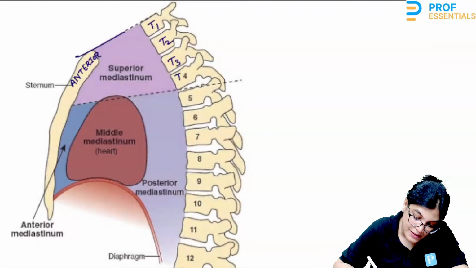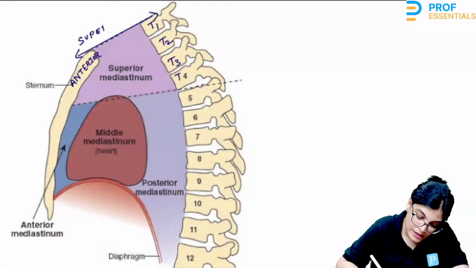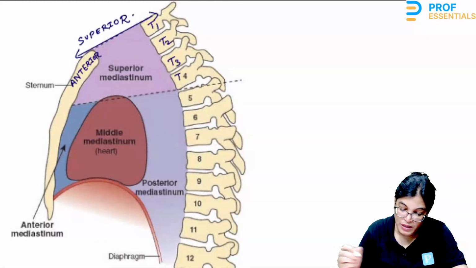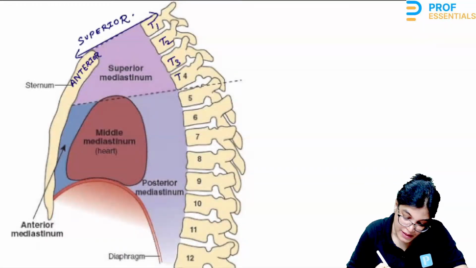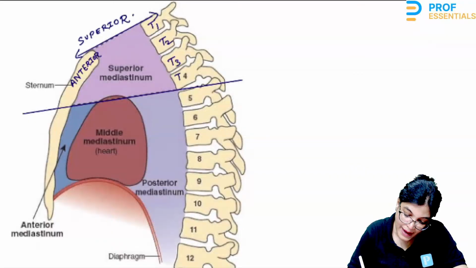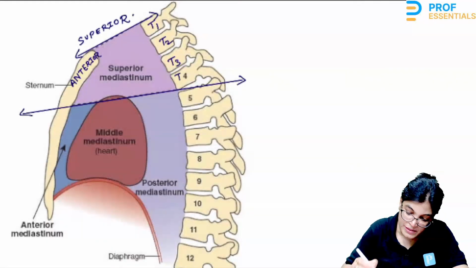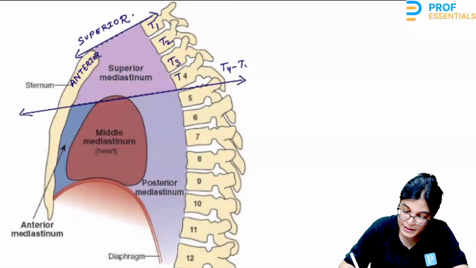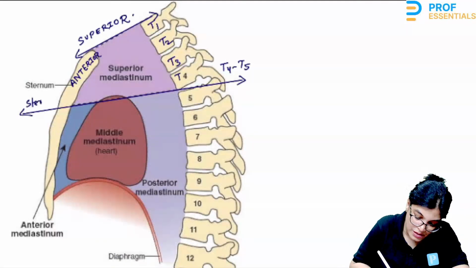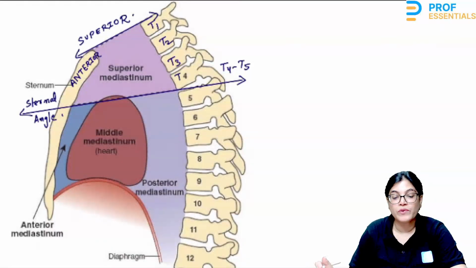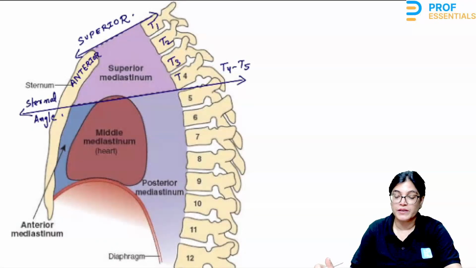Superiorly we will have this line, which corresponds to the superior aspect, the superior thoracic aperture. And in the inferior aspect, again there is an imaginary plane. Let me just draw this imaginary plane. Actually, this imaginary plane is passing in between T4 and T5 thoracic vertebra and anteriorly through the sternal angle. So this forms the boundary of the superior mediastinum. What lies on either side? The mediastinal pleura. So let's write the boundaries of the superior mediastinum.